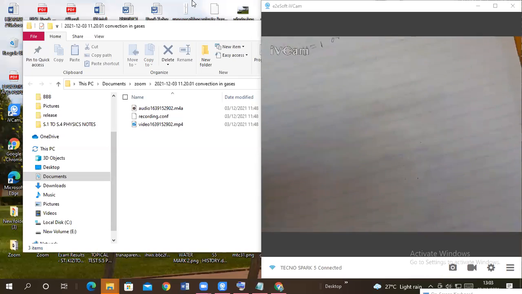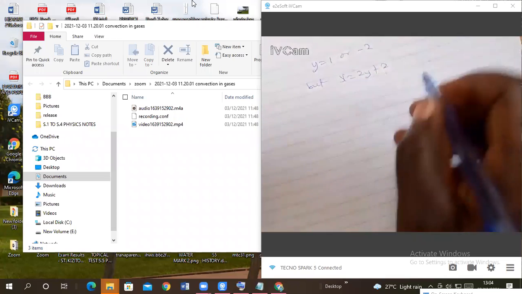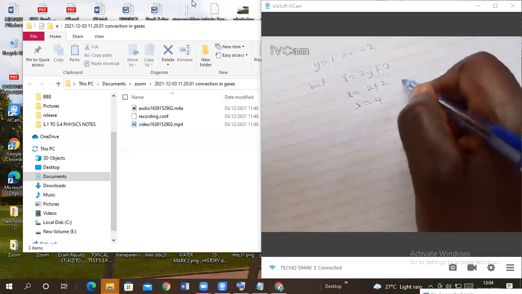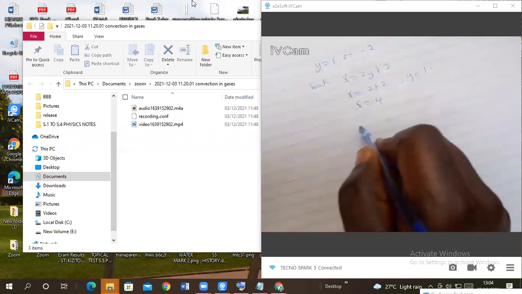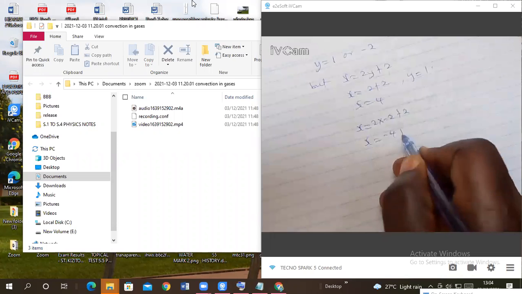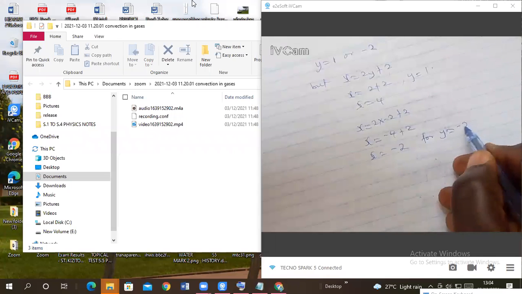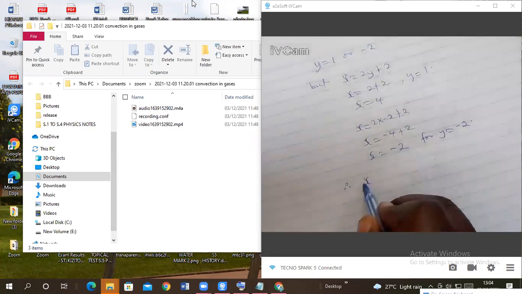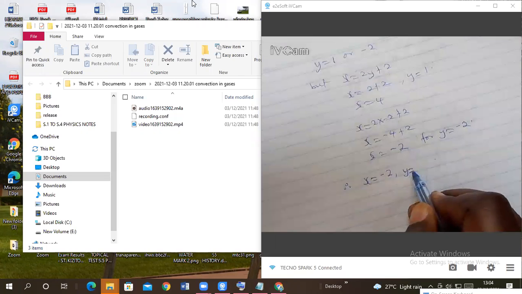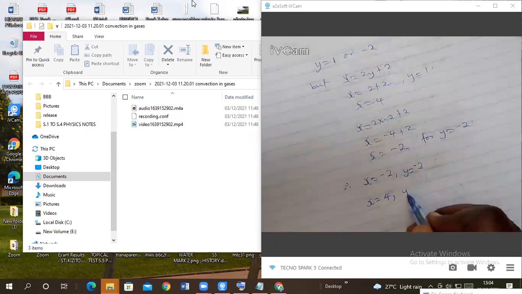Now if these are the values of y, but x was 2y plus 2, it means x becomes 2 plus 2, which is 4. This is for y equals 1. Now, x becomes 2 times negative 2 plus 2, which is negative 4 plus 2, and x becomes negative 2 for y equal to negative 2. So, you can say therefore x is negative 2 when y is negative 2, and x is 4 when y is 1.